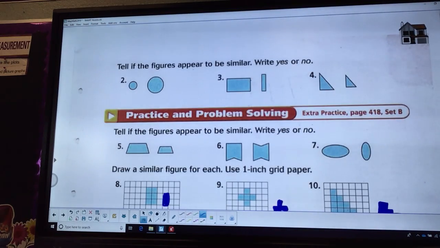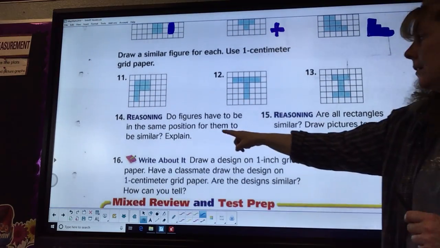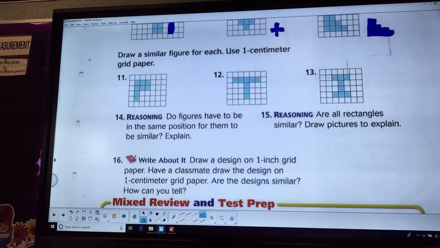If we take a look at that, do figures have to be in the same position for them to be similar? Okay, the answer is no. And we go back to that same part and we explain that it doesn't matter what position they're in as long as they are the same shape but different sizes.